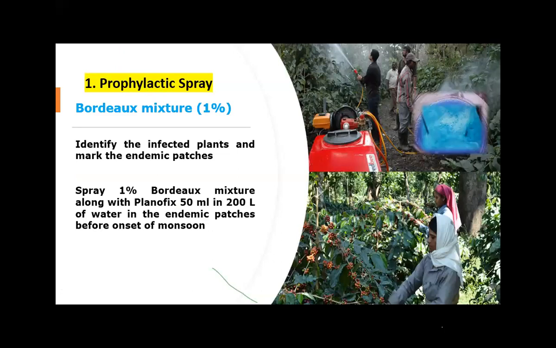Earlier, as I said, we know the endemic patches. If you know the endemic patches, identify those patches, mark those blocks, and spray 1% Bordeaux mixture. And this 1% Bordeaux mixture is mixed with plant hormones like Planofix, 50 ml per barrel or 200 liters of water, in the endemic patches before the onset of monsoon.